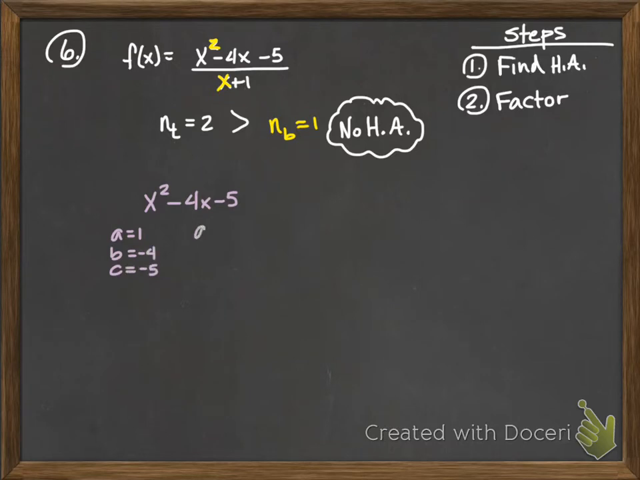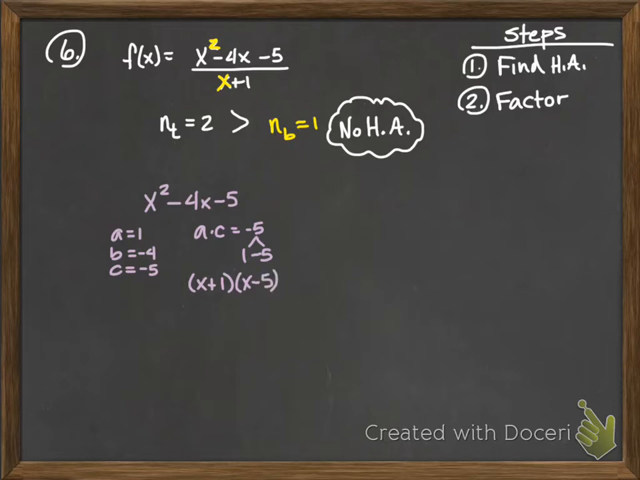A times c is negative 5. The factors of 5 are 1 and 5. We need the biggest one to be negative. The other one's going to be positive because a positive times a negative gives you a negative, and they add up to negative 4. So then our factors would be x plus 1, x minus 5. Those are our factors. So we can rewrite our equation then.